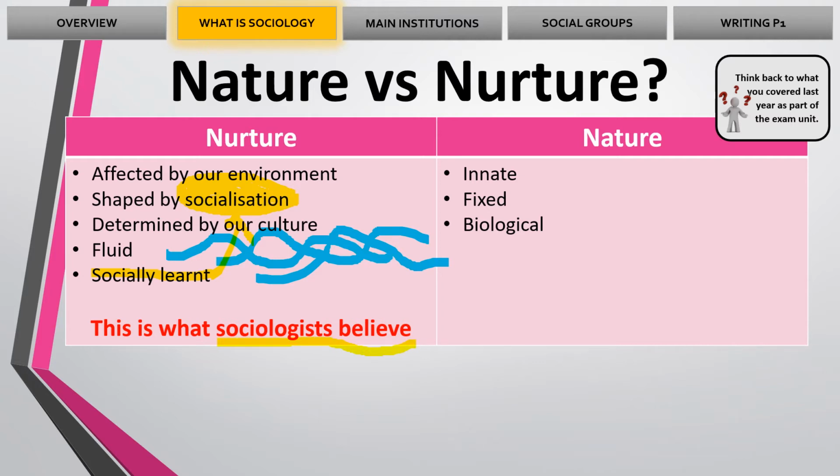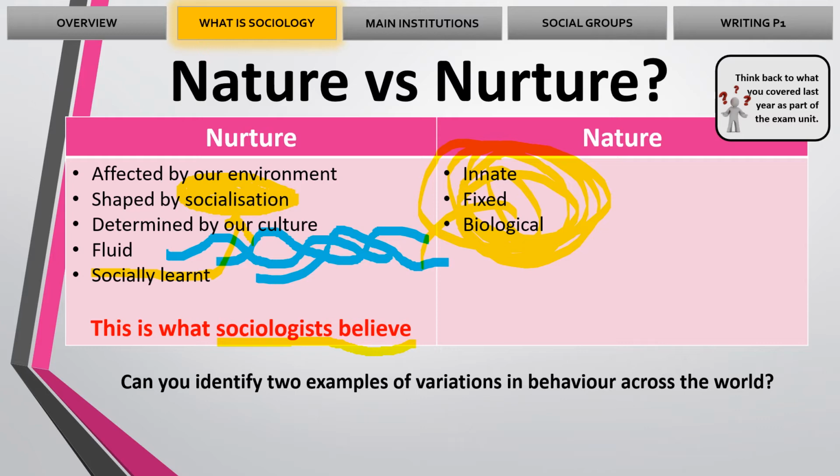The nature argument, as we said before, which was biology, which was psychology, a little bit of health in here, suggests that our behaviour is innate, it's biological, it's within us, it's fixed, it's predetermined. Sociology disagrees with that.